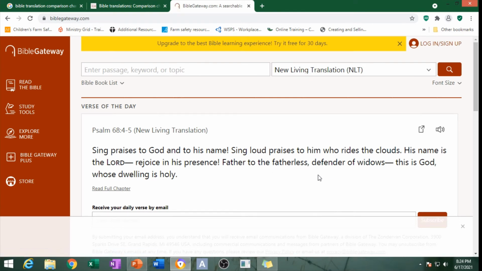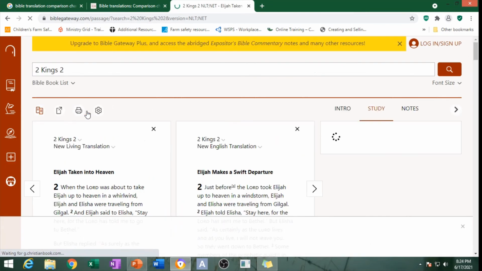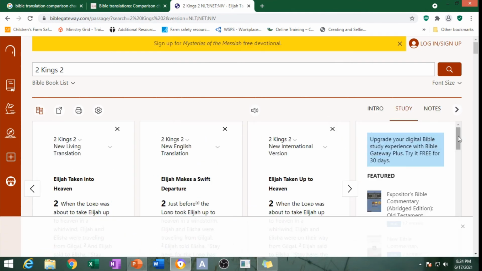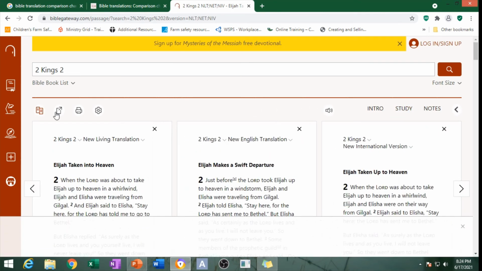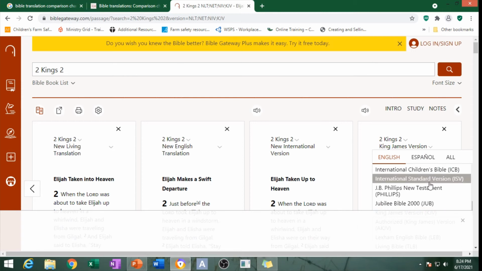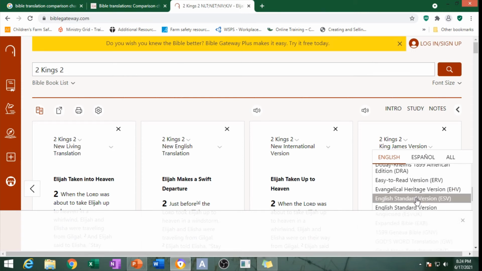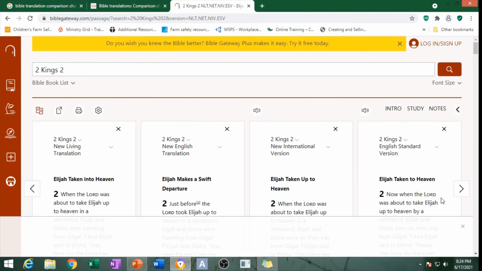And let's see, I was just looking at 2 Kings 2 today with my Bible study group. So we can look at it in the New Living Translation, and then you can add a parallel. You can look at as many different translations as you want. So here's the New Living Translation, here's the New English Translation, here's the New International Version, and we'll go ESV as well, the English Standard Version. There we go. So these are all ones that I like to read.